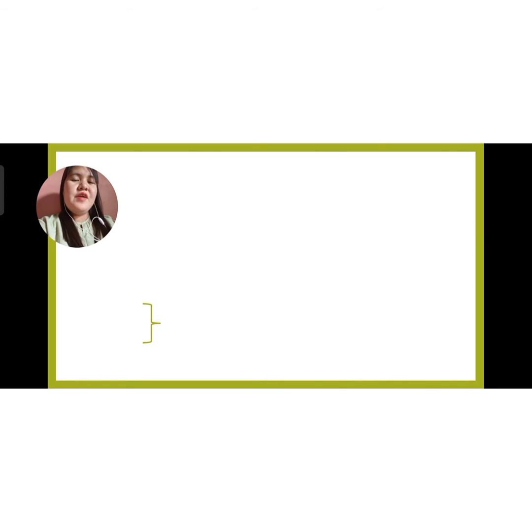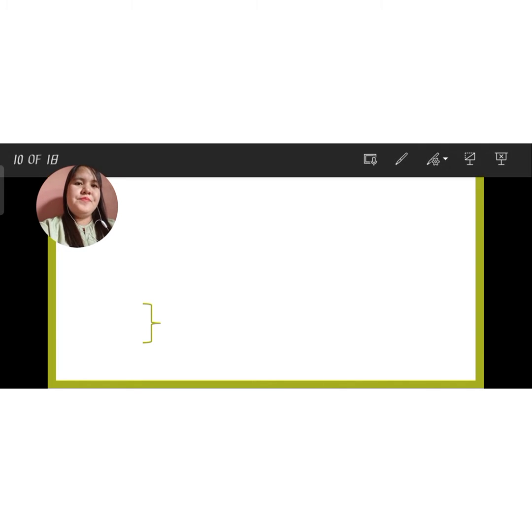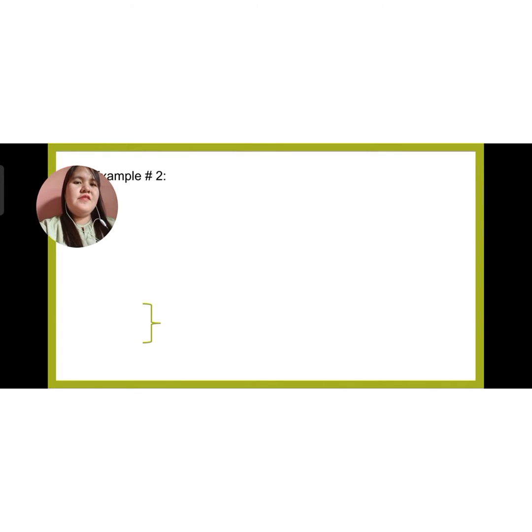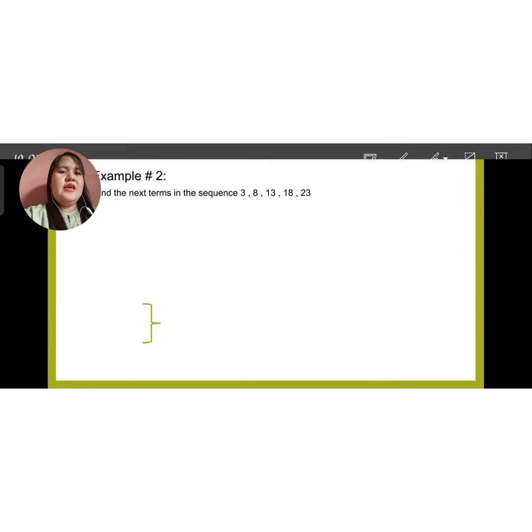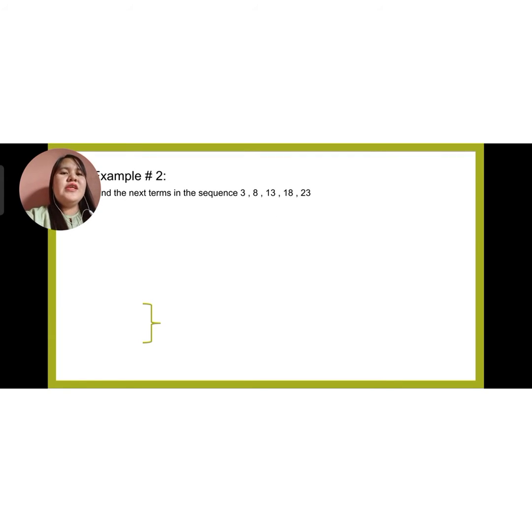Okay, let us have another example. Example number 2. So, find the next term in the sequence 3, 8, 13, 18, 23. So, again, gamitin uli natin yung ating step in getting the given sequence.